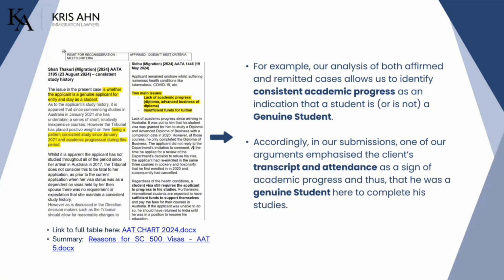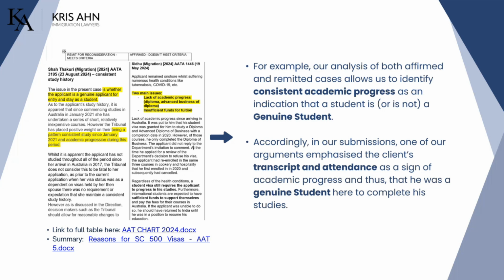This is why we always emphasize in our submissions that transcript and attendance are a sign of academic progress, and that he was a genuine student and wanted to complete his studies. So this is how we use them in our submissions, and we put all the information there. The other case is lack of academic progress: diploma and advanced diploma were not completed, insufficient funds for study. So if tuition fees are not paid on time, you're not performing, you're not submitting your assignments, you're not completing your course, leaving in between, that will lead to refusal because the department will always check your progress.